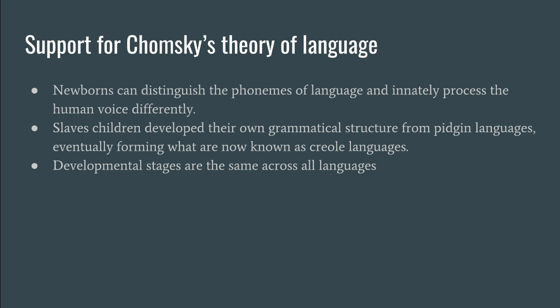Another concept that supports this theory is that during the slave era, slaves were brought from many, many different countries, and so they didn't speak the same language. They developed a form of communication that's generally referred to as pidgin languages, which have hardly any grammar at all. But the slaves' children, when they got to the age that they would generally acquire language, actually began forming their own grammatical structure within that pidgin language. So this newly developed language eventually became known as Creole languages.